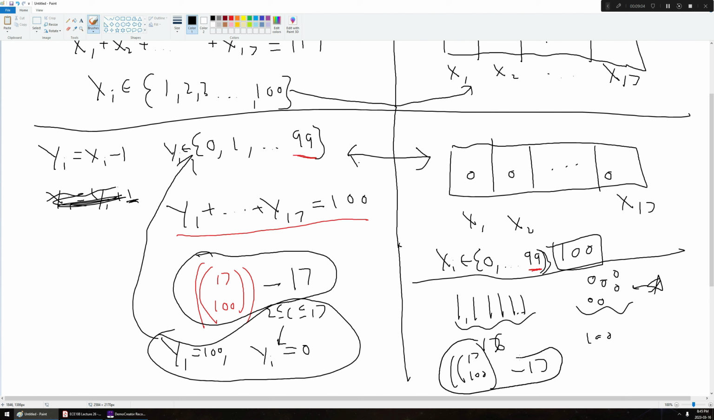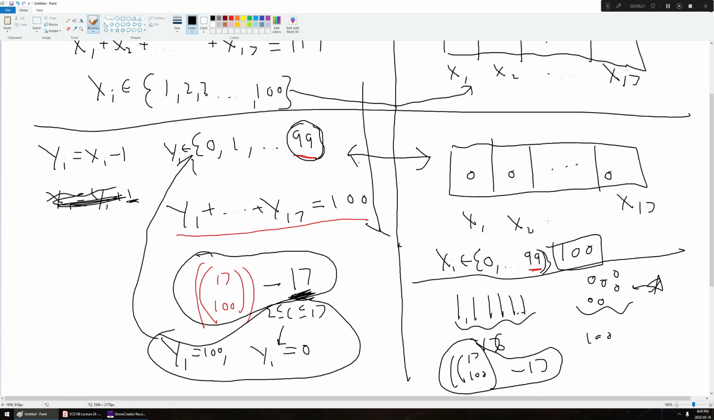Okay, so that's the basic idea of why I was doing these manipulations over here, why I get overcounting, right? This 99 is the fundamental problem. And it's an alternative way of thinking about it in terms of distributing balls amongst little bins.